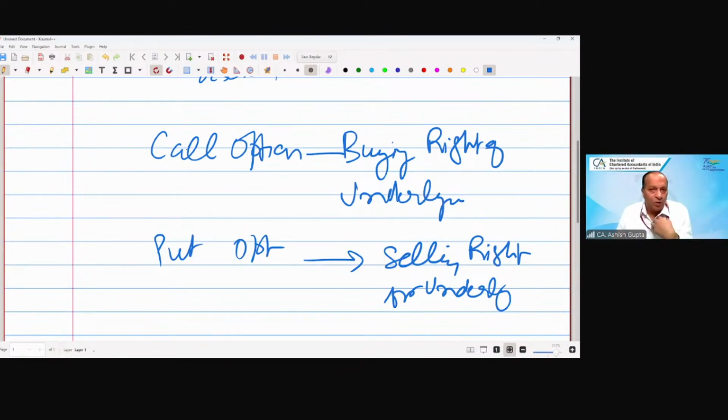That is if we are an importer. On the contrary, if we are an exporter, it means we have to sell dollars, so of course we shall take the put option. So this point needs very important consideration. It is very important to remember.